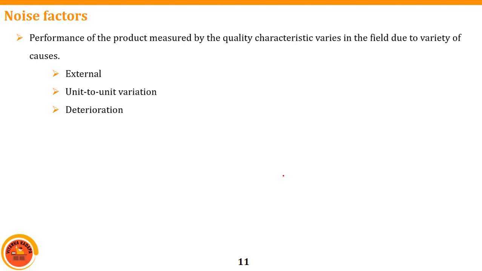Suppose I try to procure a simple toy that is not moving on the floor properly. What happens? There is some wear and tear between the floor and the wheels of the toy, is it or not? So definitely some external variations will be there. Unit to unit variations will be there. Deterioration variations also will be there. So these things are going to be addressed.